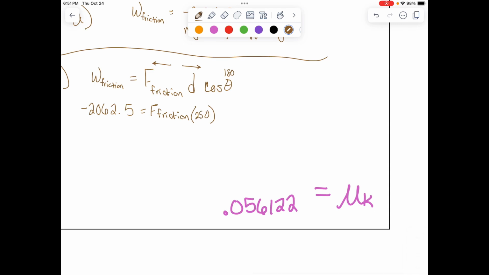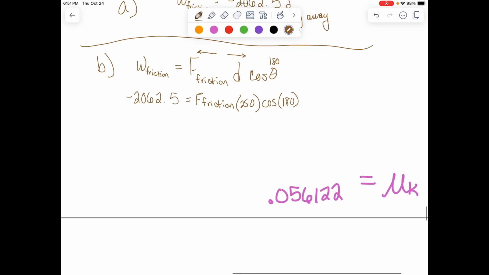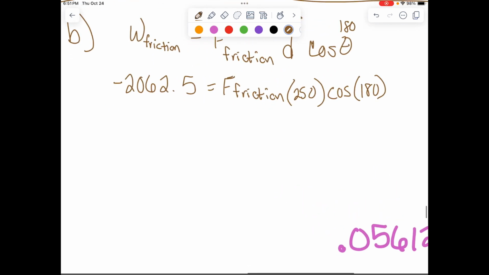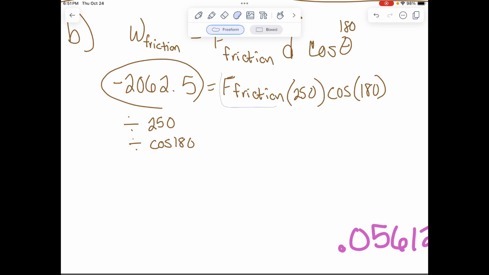And remember, what did I say about the angle between those two? 180. That's right. Here's what you're going to do for me: you're going to take this number and divide by 250, and then you will divide by cosine of 180. Those are your algebra skills. Oh no, my number went away. I don't even literally remember what my number was now. I need you to type it in though, because I only have the final answer for part C.